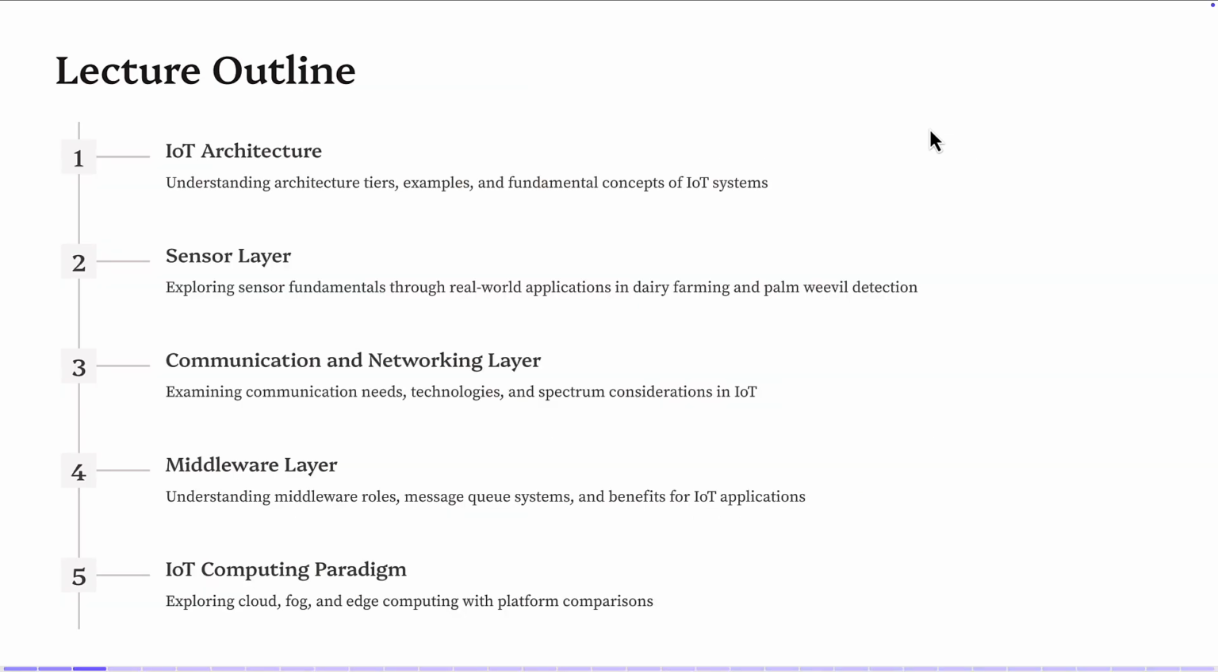So for the lecture outline, I'm going to start with presenting the IoT architecture in general, and then the sensor layers, the communication and networking layer, the middleware layer, and finally I will explain the IoT computing paradigms.